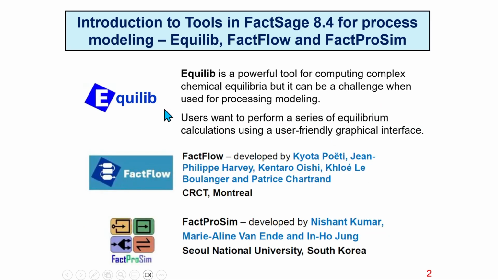There are three process modeling applications. Equilib has been around for decades. It's popular, it's powerful, it's useful, it's well liked, and it's very good for computing complex chemical equilibria. But it can be a little bit of a challenge when used in process modeling. For example, importing or exporting streams is not that easy to do with Equilib. Users want to have calculations that are performed using a user-friendly graphical interface. So they want a process model interface.